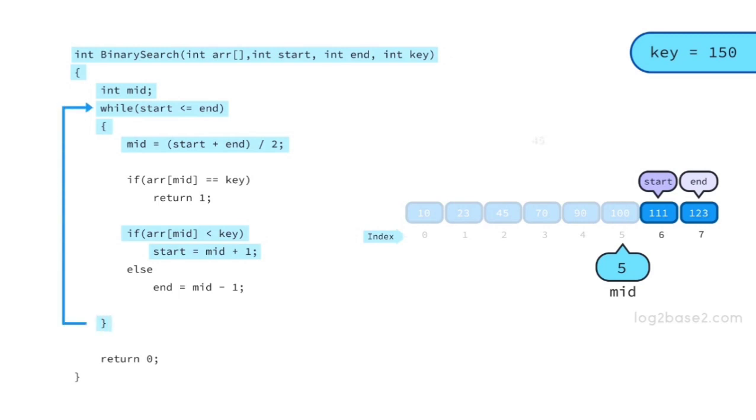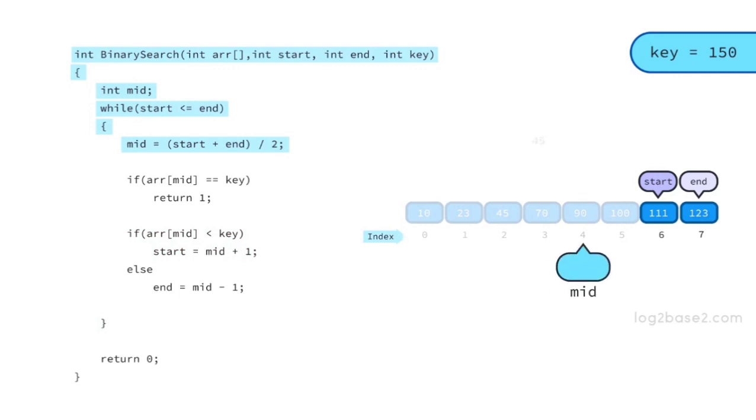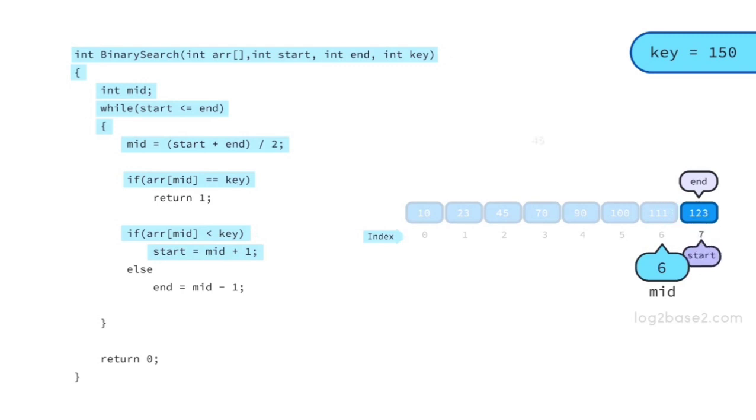Now check the condition, and 6 is less than 7. So go inside and find the new mid, and it will be 6 plus 7 divided by 2, that is 13 by 2, which is equal to 6. So check if it is the key. So we have if ARR of mid equal to key, and it is not. So check whether to go to left side or right side. And we have if ARR of mid less than key, and 111 is less than 150, so it could be present in the right half only. So set start equal to mid plus 1, that is 6 plus 1, which is equal to 7.